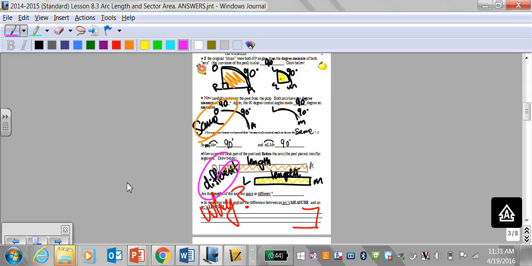You're not writing a sentence. You guys, I want a sentence. How can the measures be the same, but the length be different? That's what I'm asking.